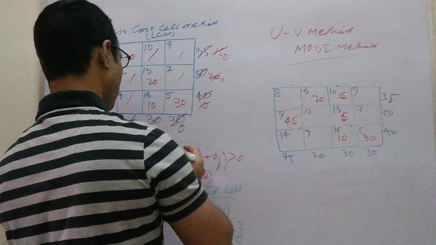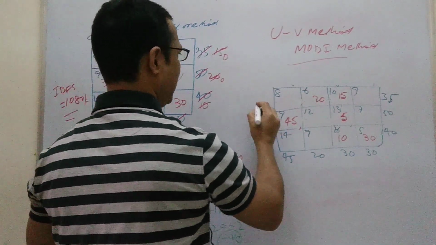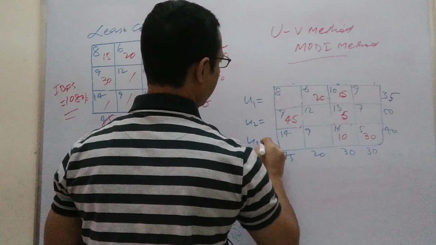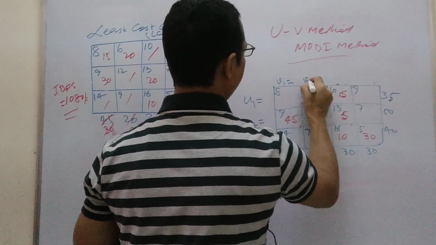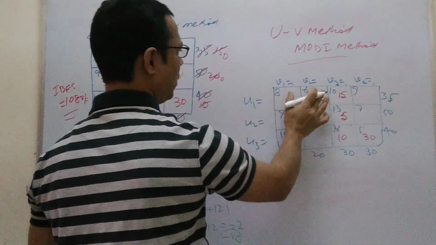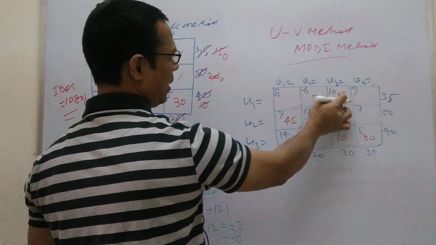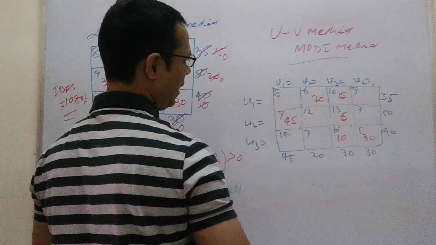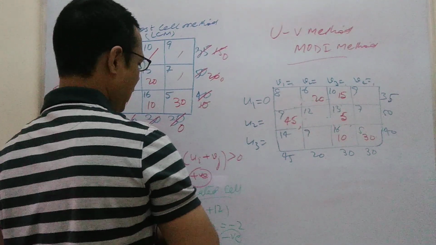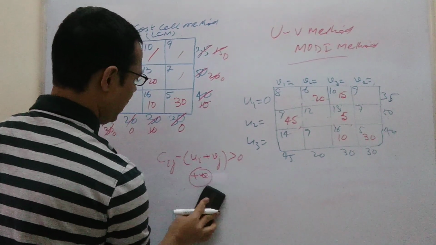So now again we need to find u and v. How to find u and v? Very simple, just put u1, u2, u3, v1, v2, v3, v4. Again we need to find them, because this condition is for allocated cells, and the allocated cells have changed, so the u and v values will change. Now u1, especially for this one, we can say is 0. Then we will go for checking again.